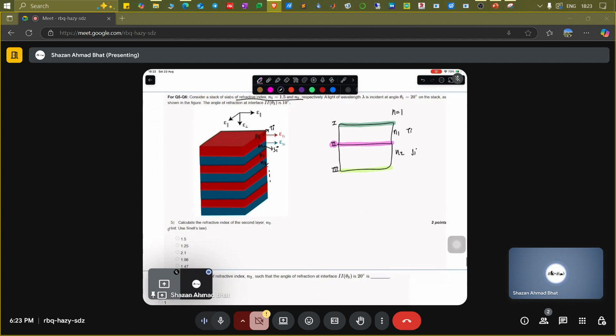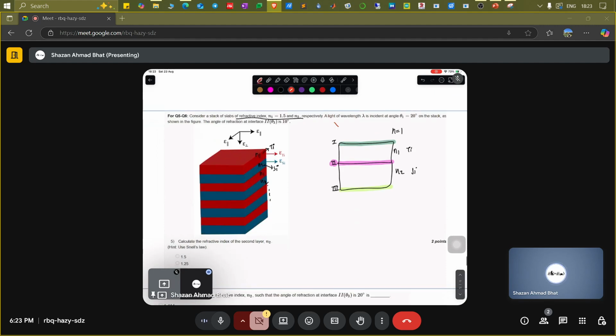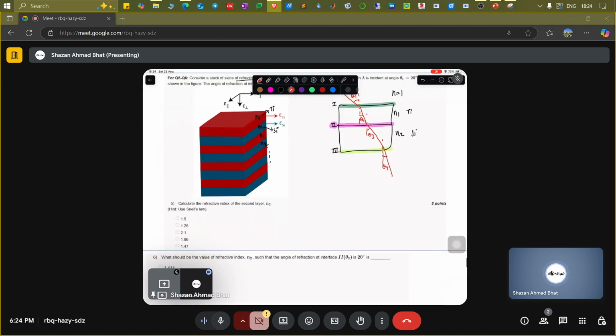So how are we going to do it? There is some electromagnetic wave coming in, it's going to get refracted and transmitted, then refracted again. If you draw the normals, then you have theta 1, the angle of refraction. Similarly you have theta 3, and similarly here theta 4. And we are going to solve it. You have to compute the refractive index of layer N2.